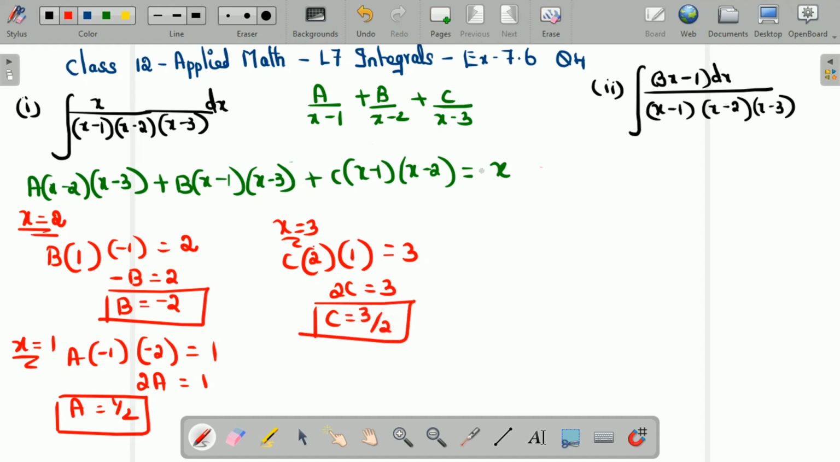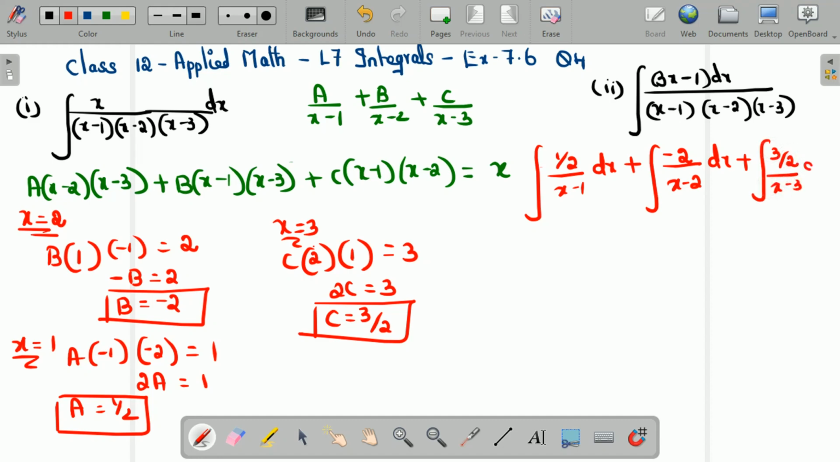Now let's move all these values for integration. So this becomes integral of, remember, A is half, so half divided by x minus 1 dx, I'm splitting the integration directly, plus integral of B's value, which is minus 2 for us, so minus 2 divided by x minus 2 dx, plus C's value, which is 3 by 2, so 3 by 2 divided by x minus 3 dx.